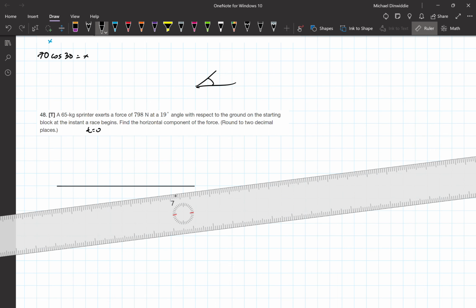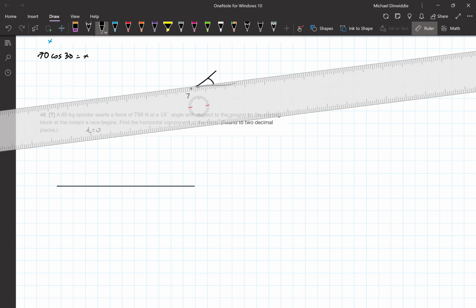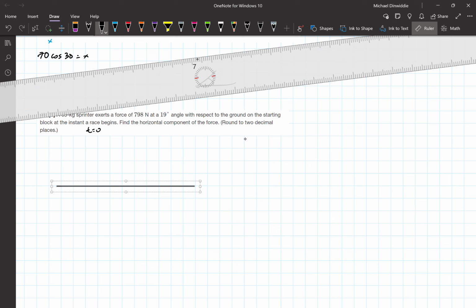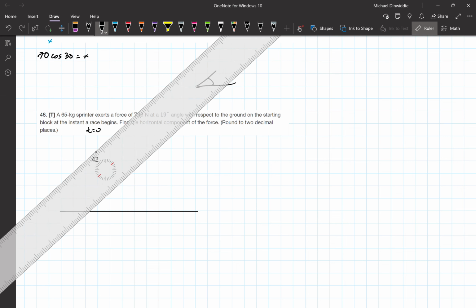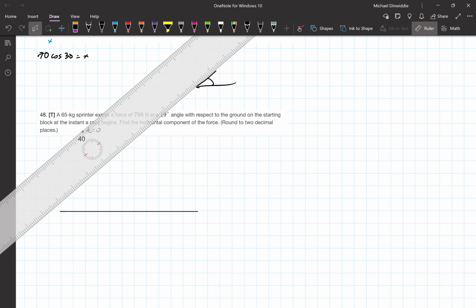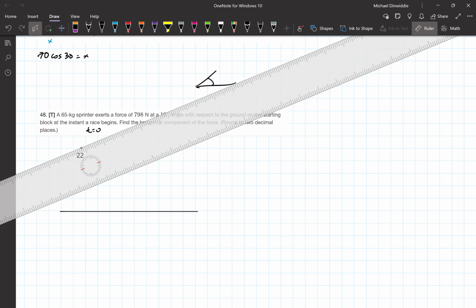Good to know. Let's see. A 65-kilogram sprinter. Honestly, that doesn't really matter. It might matter. Yeah, it might matter, because that would be their normal force. That's just side level stuff. Don't worry too much about that. 65-kilogram sprinter exerts a force of 798 newtons at 19 degrees.